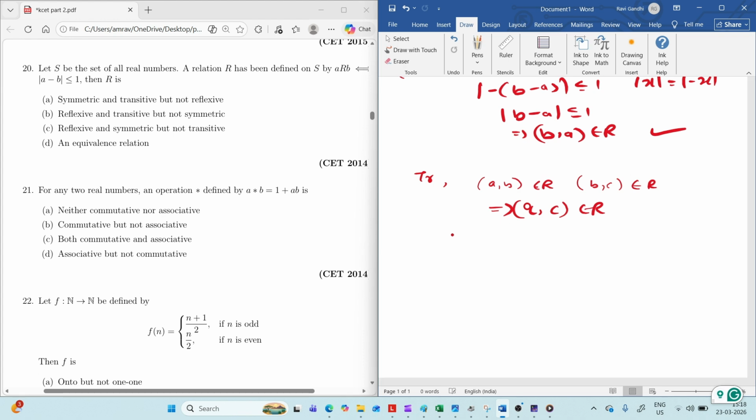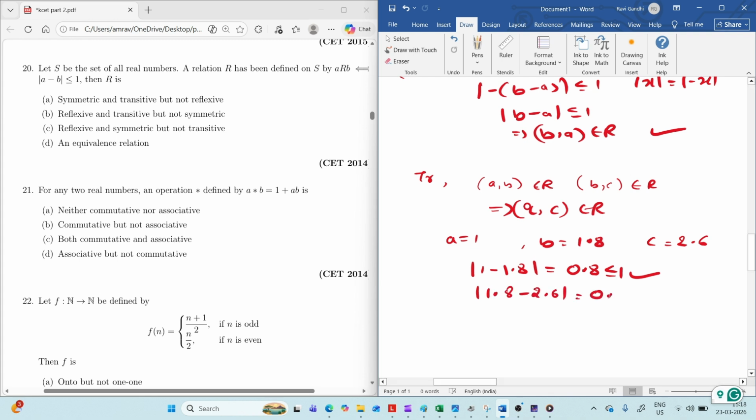Now let us consider the example A is equal to 1, B is equal to 1.8 and C is equal to 2.6. If A comma B belongs to R, what is the condition? Modulus of 1 minus 1.8, which is equal to 0.8, is less than or equal to 1. Yes, correct. If B comma C belongs to R, modulus of 1.8 minus 2.6, which is equal to 0.8 again, is less than or equal to 1. This is also correct. Now you need to check for A comma C. So modulus of 1 minus 2.6. What is the answer you get? You get 1.6, which is not less than or equal to 1.